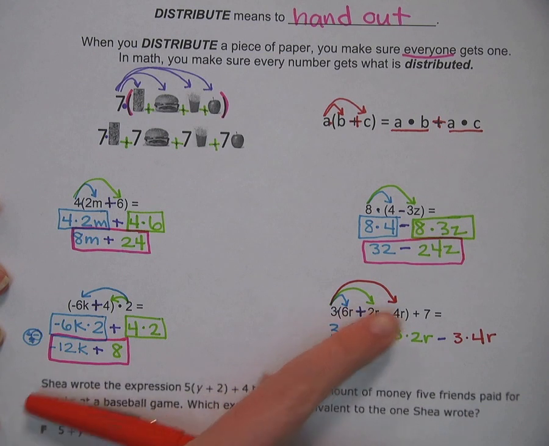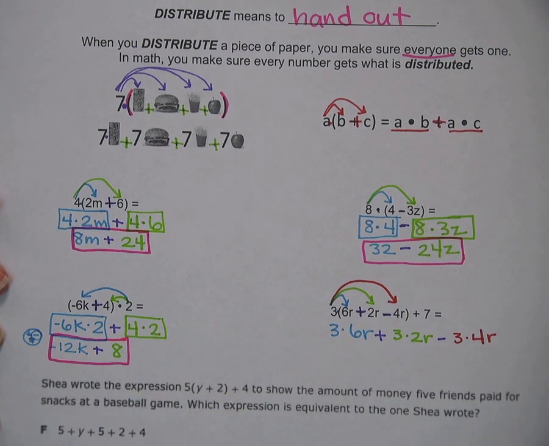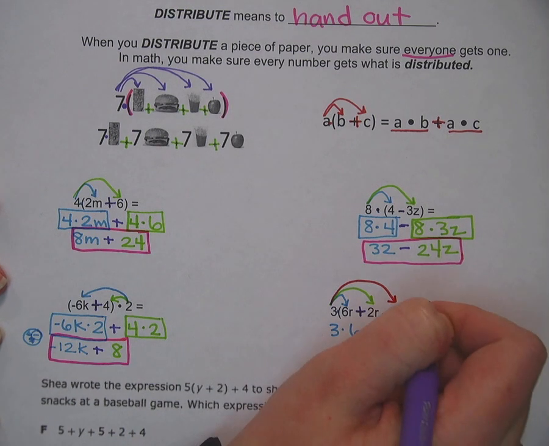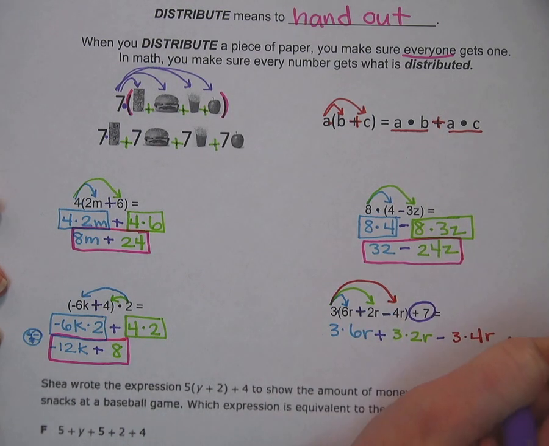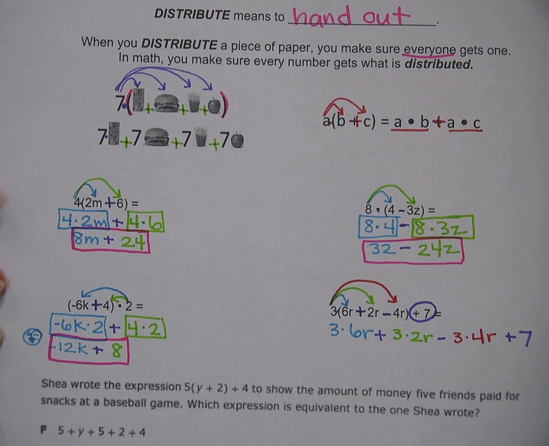And then I have 3 times 4r. So on this one, there was a third piece. You put it in there just the same. Now, at the very end, I have this plus 7 down here. This plus 7 does not change. It is on the outside of the parentheses. It is just going to stay plus 7 back there at the back.